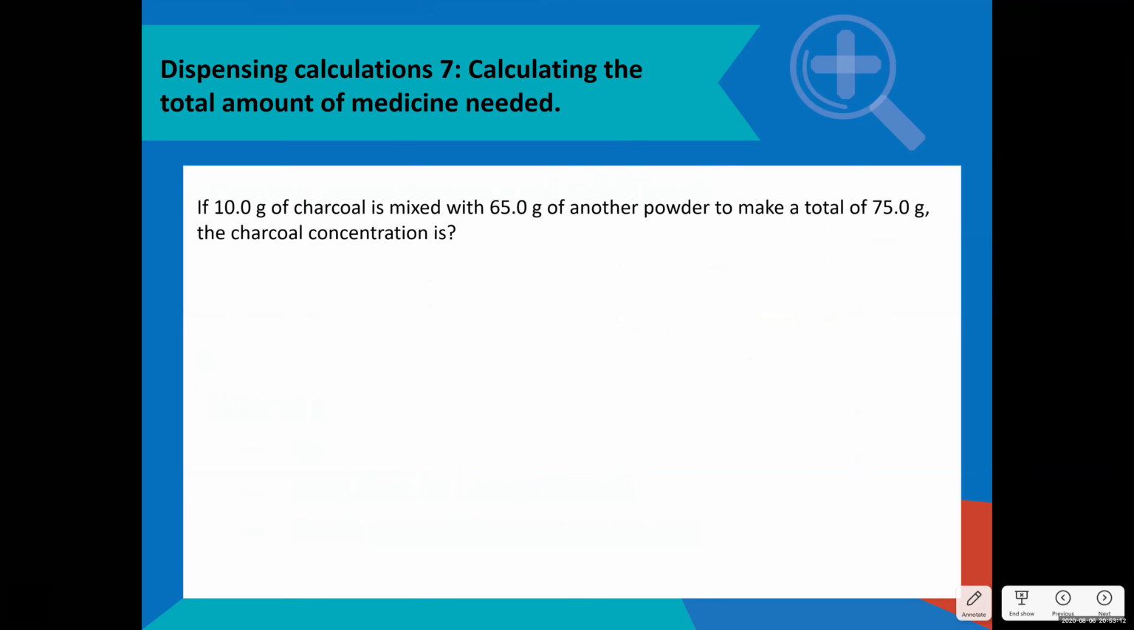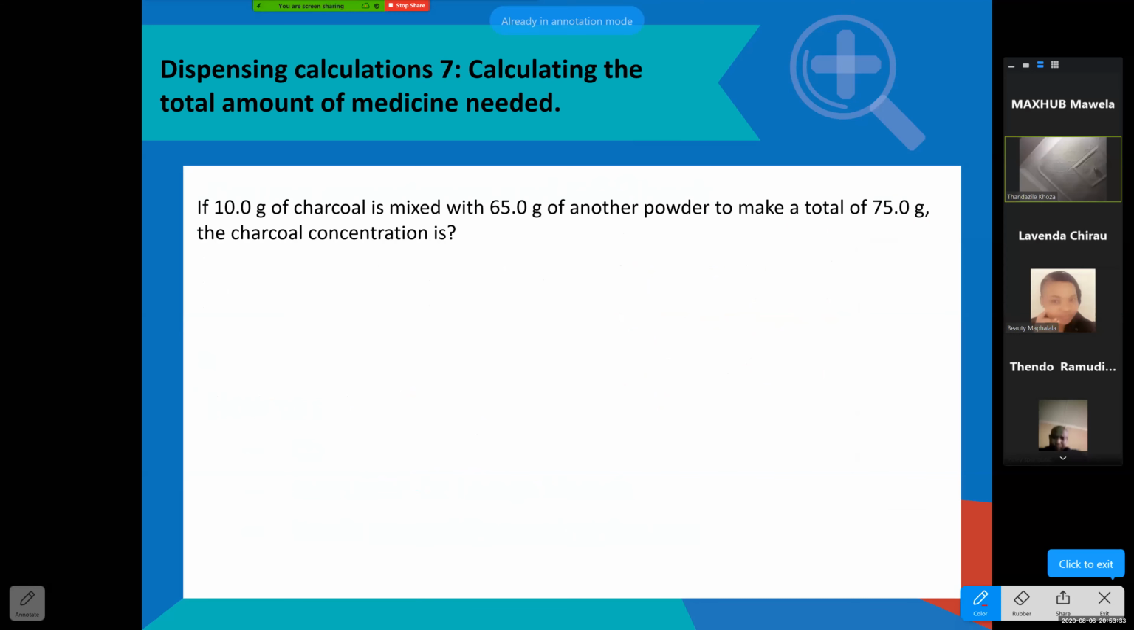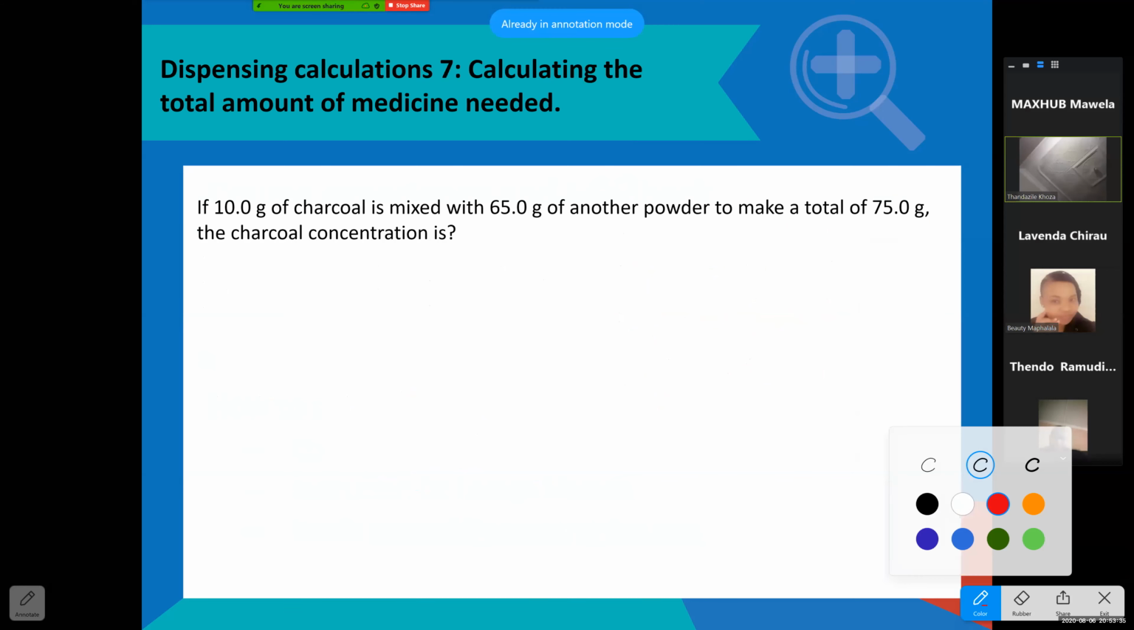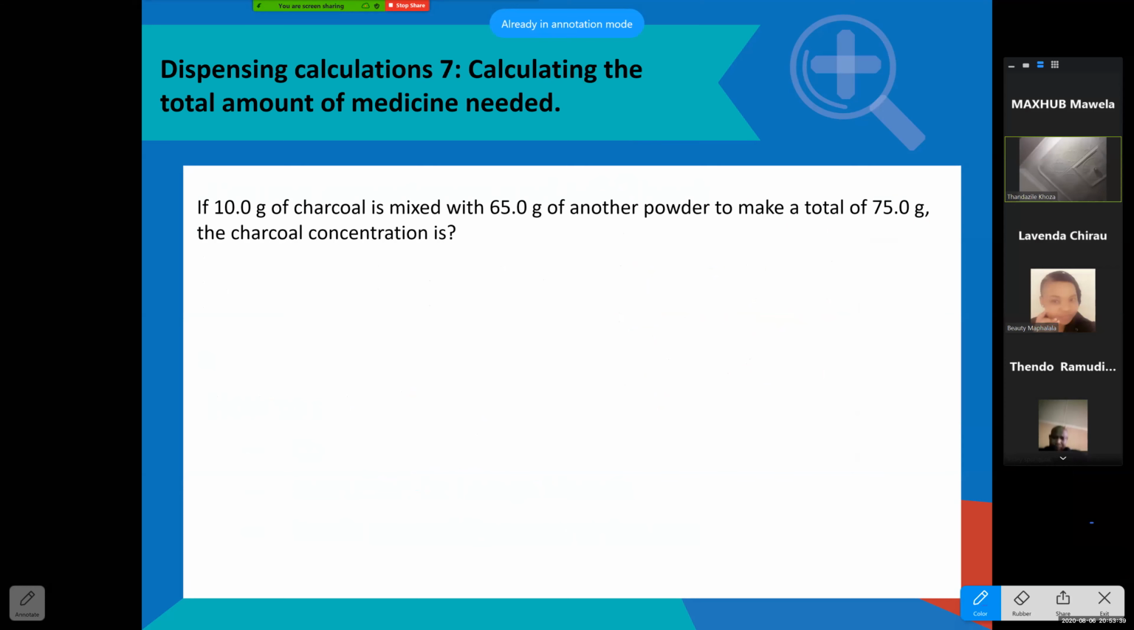Okay, let's do this one. So now we're looking at concentration. It's almost the same principle, just playing around with it. Remember, whenever you hear concentration, just think of percentages. Just think of percentages all the time. Whenever they ask you how much of this thing is in there.